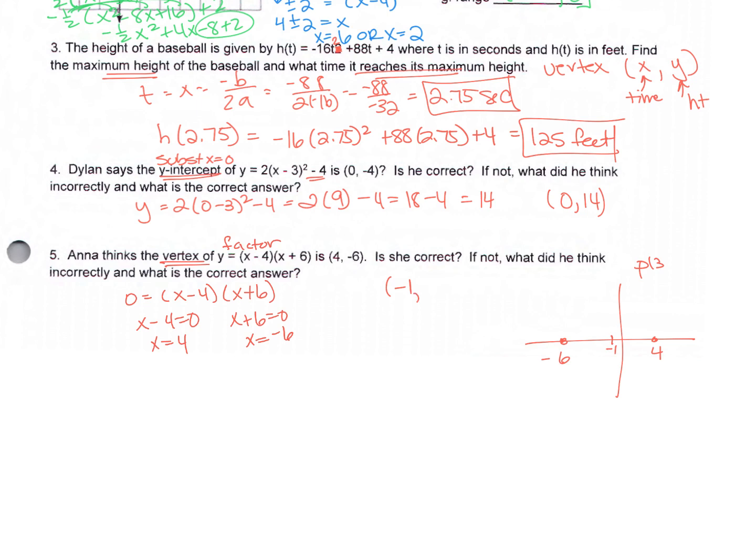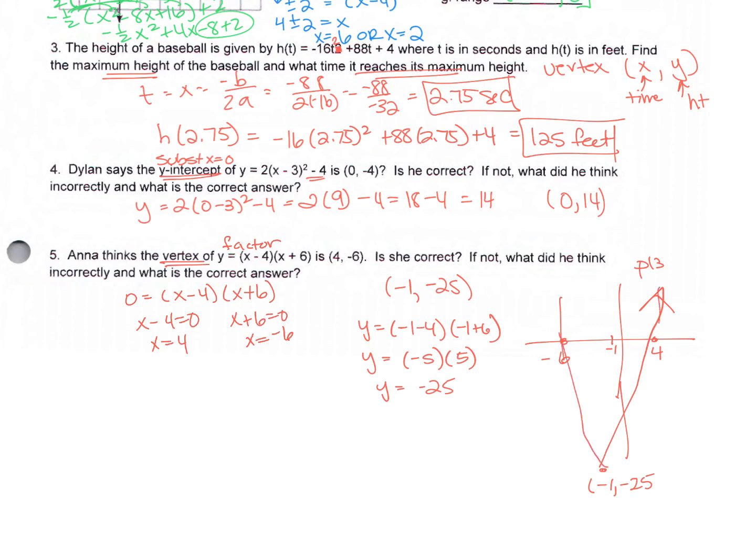So let's plug that in, shall we? So y equals negative 1 minus 4 times negative 1 plus 6. And what am I getting? Negative 5 and 5. And I'm getting negative 25? So my vertex is way, way down here at negative 1, negative 25 in my parabola. Sorry, it's really bad with my Apple Pencil there. Anyways, so that's my parabola.